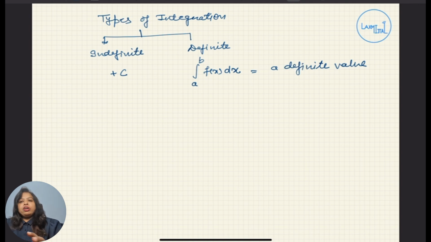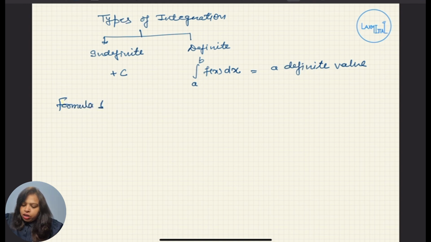Now you have understood what is integration and what are the types of integration. Now we are going to learn very simple basic formulas. Are you ready? Yes. So formula 1, basic formulas, right? Formula 1. What is your formula 1?